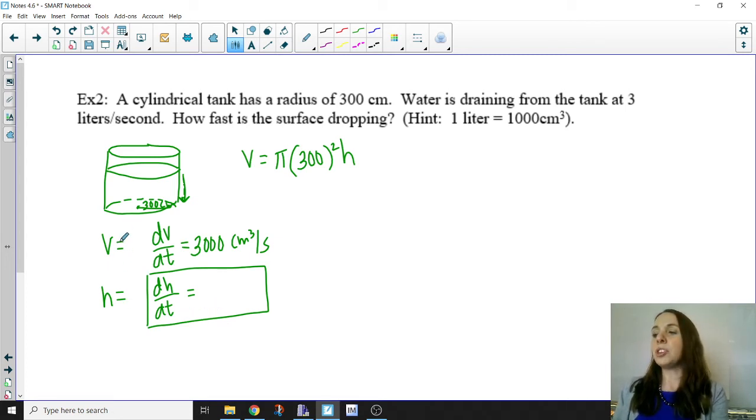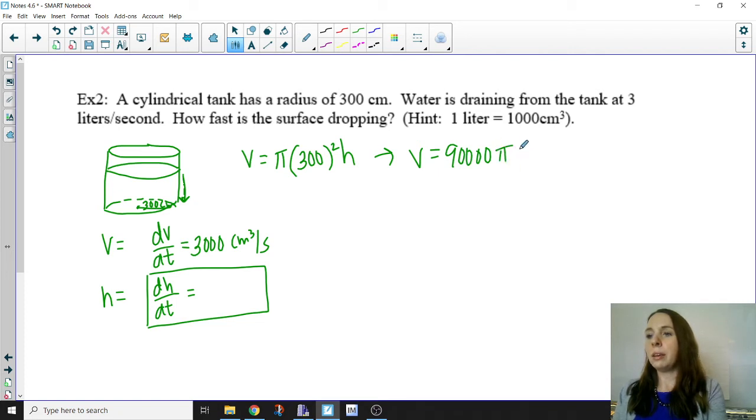Okay, we still have 2 other unknowns. And the problem is we can't figure these out just from this little bit of given information. So we kind of just have to leave them unknown and hope that we don't need them this time. And we don't need them. Here's why. Let's simplify this formula a little bit before we differentiate it. 300 squared is 90,000, right? Pi h. There's our formula.